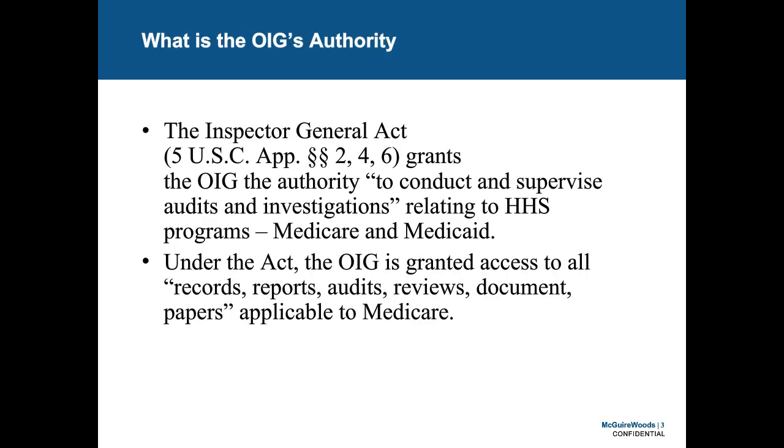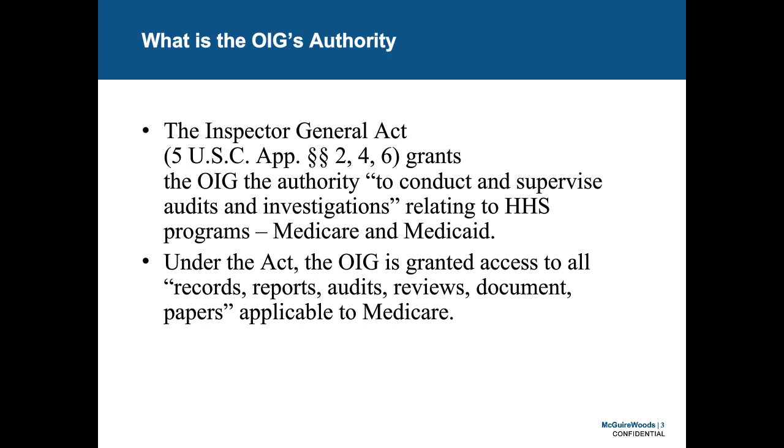So to start with, just generally, what is the OIG's authority? There's actually an Inspector General Act, a federal act that grants the OIG authority to conduct and supervise audits and investigations relating to the Health and Human Services programs, which is primarily Medicare and Medicaid, but could also include TRICARE or other federal health care programs. Under the Act, the OIG is granted access to all records, reports, audits, reviews, documents, and papers that could be applicable to that federal health care program.